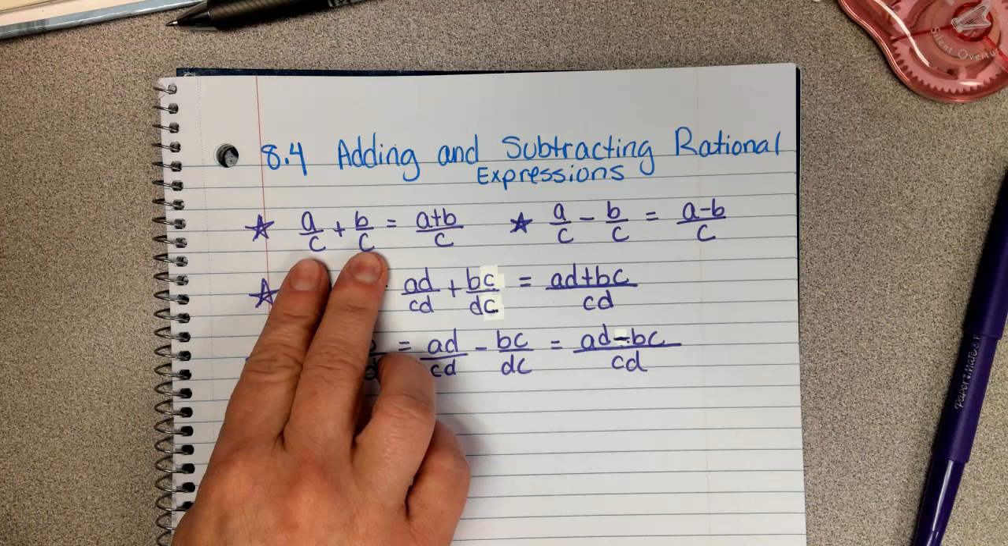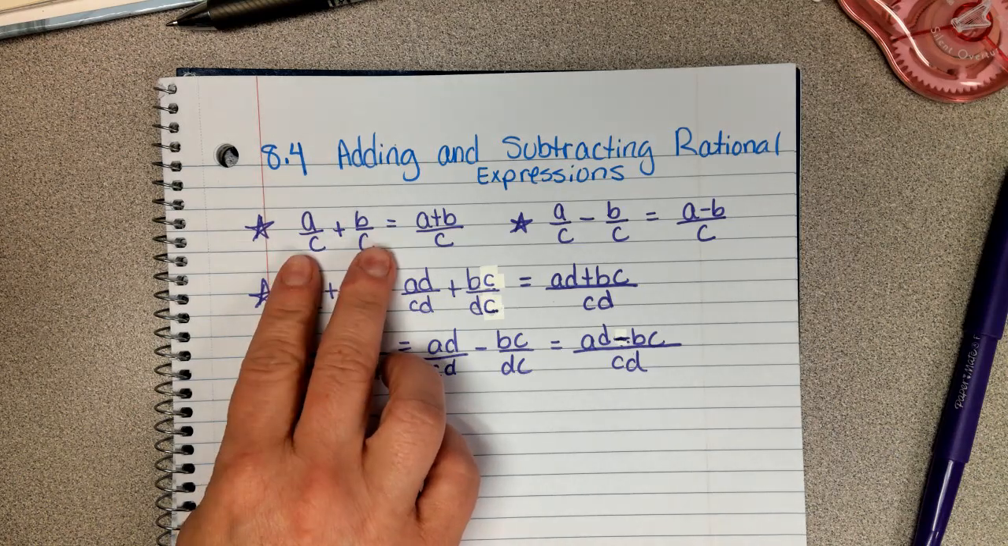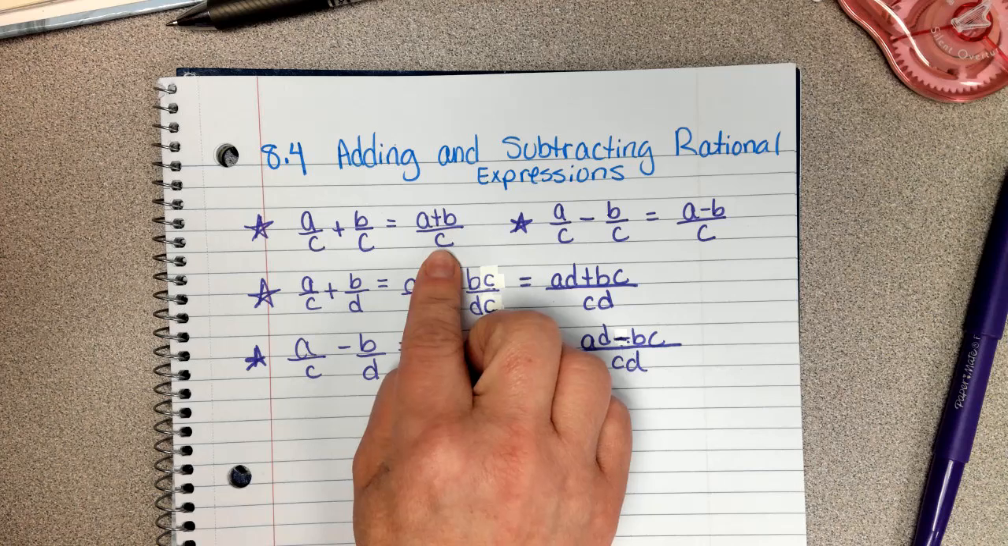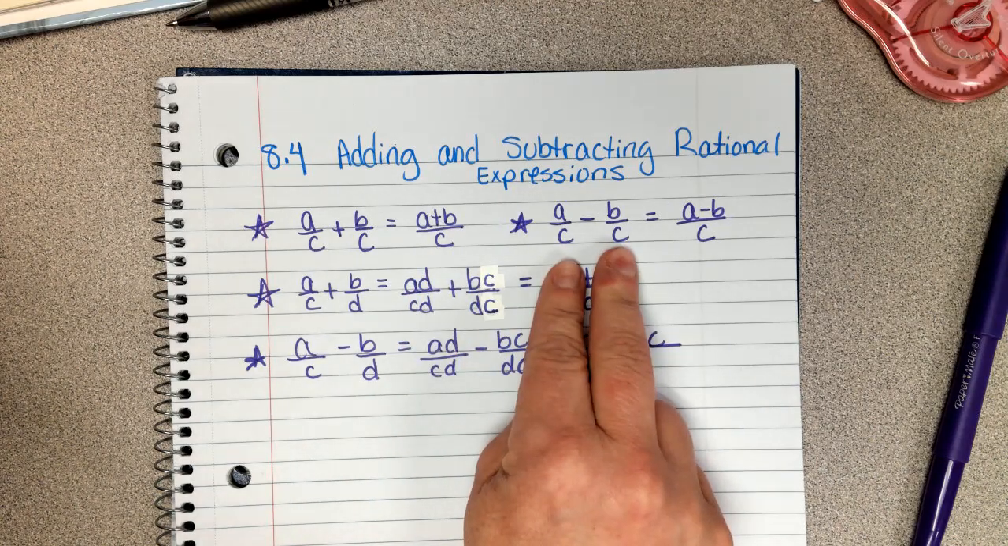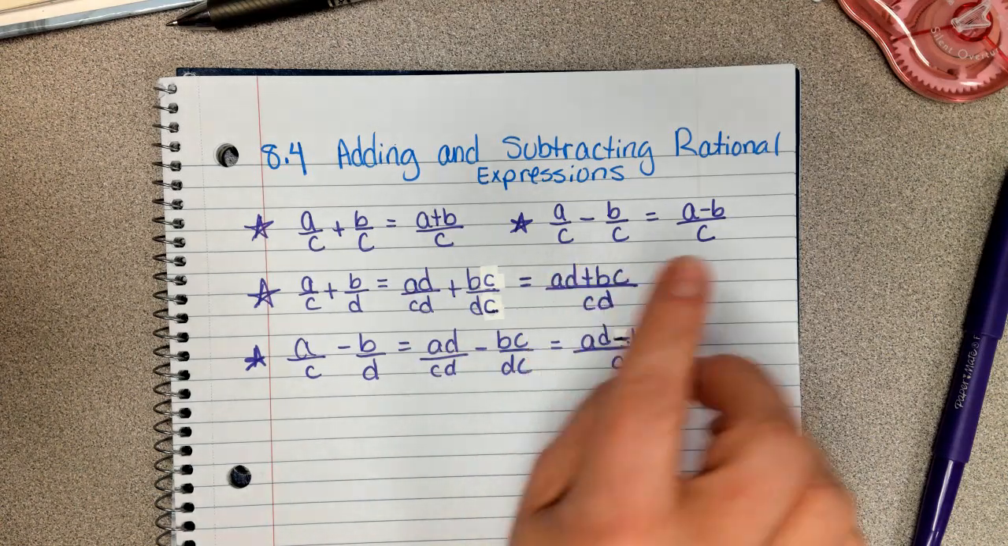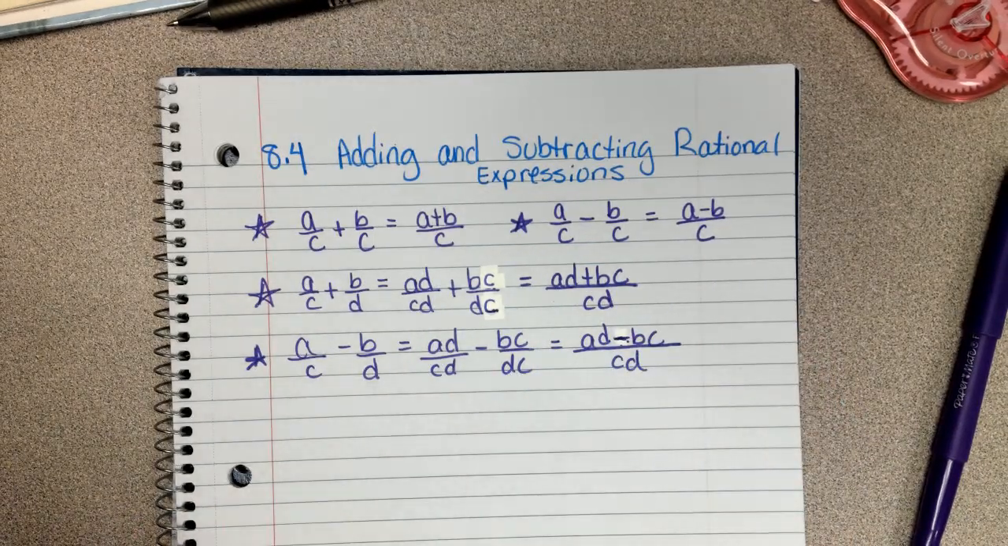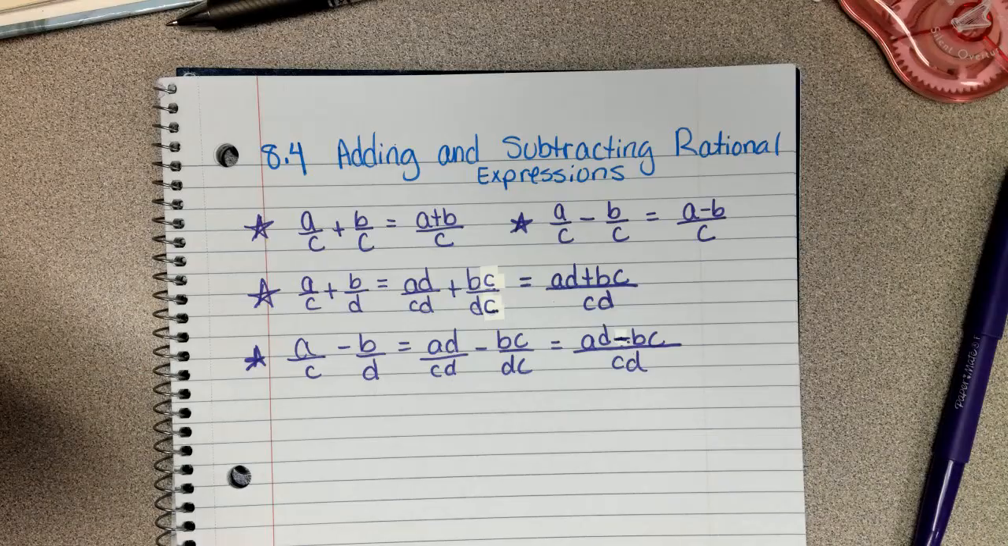So if I'm adding two fractions that have the same denominator, I can essentially add the numerators and keep the denominator. The same thing happens if I'm subtracting two fractions with the same denominator. I can subtract the numerators and keep the denominator. If they do not have the same denominator, then you have to get a common denominator, right?